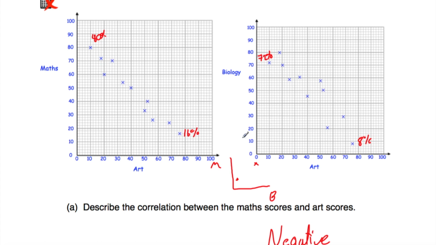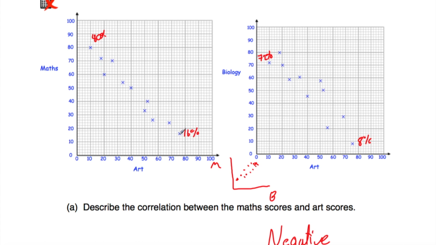And we could do this for all of the points. And if we've done that for all of the points, you'll end up with a scatter graph that looks something like this, which has a positive correlation. So because the maths and the art has a negative correlation and the biology and art has a negative correlation, the maths and biology will have a positive correlation. In other words, the students that are doing badly in art are doing well in maths. The students that are doing badly in art are doing well in biology. So that means they're doing well in maths and well in biology.